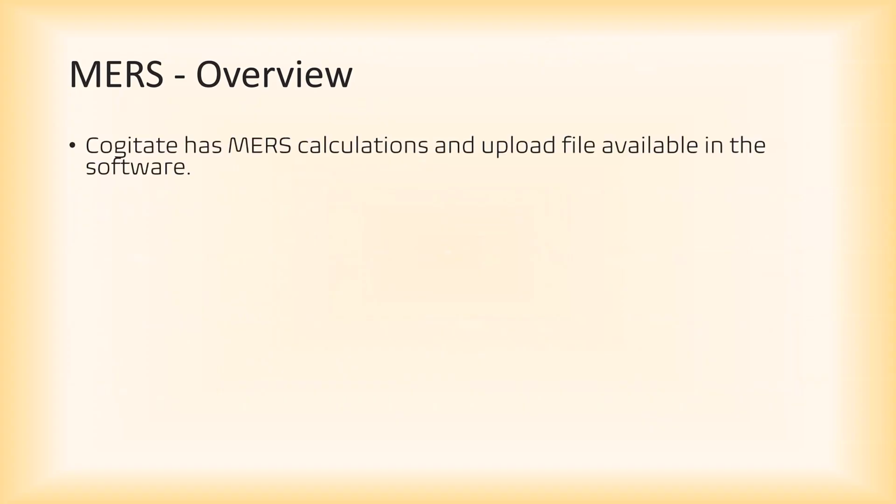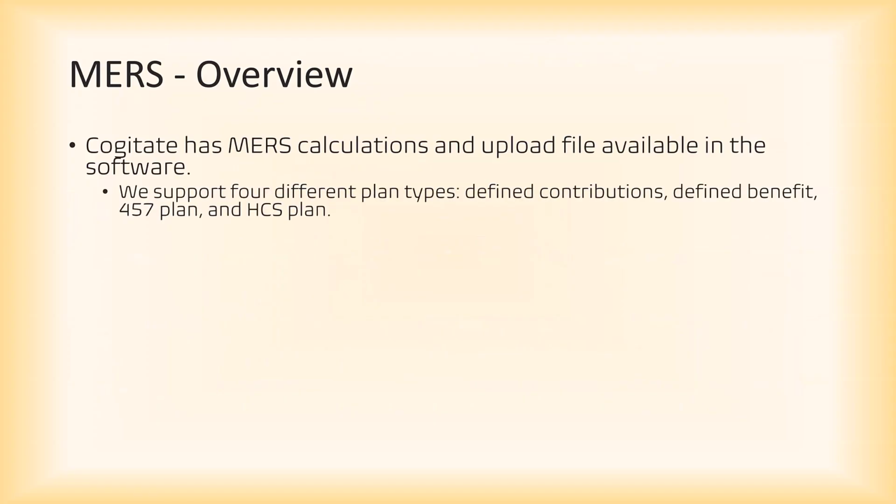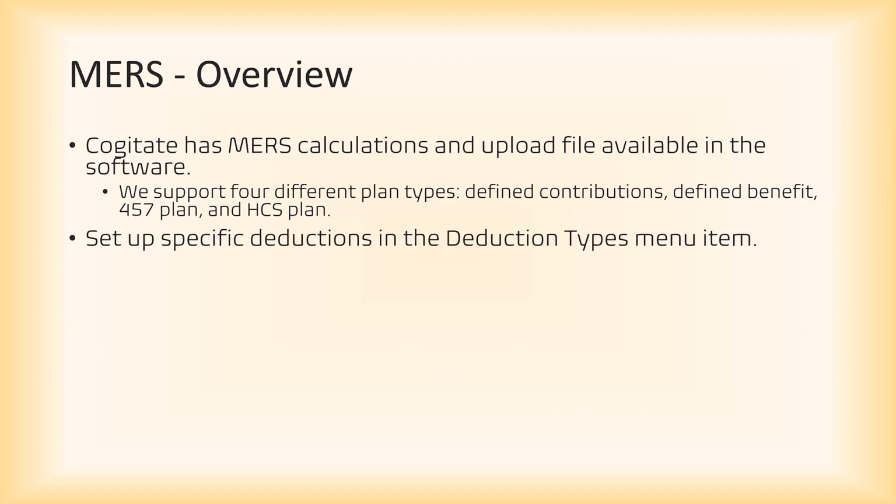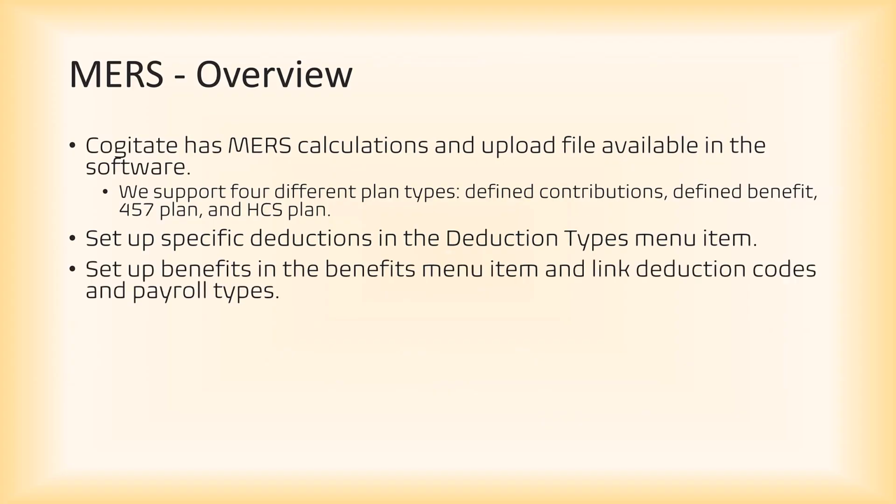So we offer MERS calculations and upload file for the new Empower. We currently support 4 different plan types: defined contributions, defined benefits, a 457 plan, and a healthcare savings plan. You set up specific deductions in the deductions type menu item. You can set up benefits in the benefits, and then you link deduction codes and payroll types.